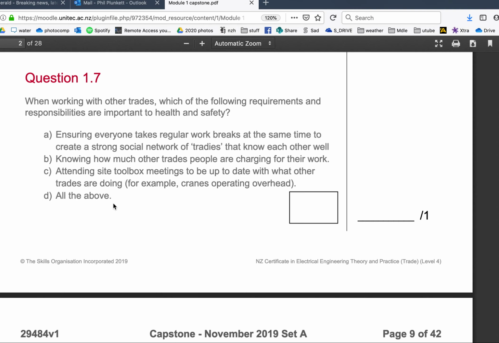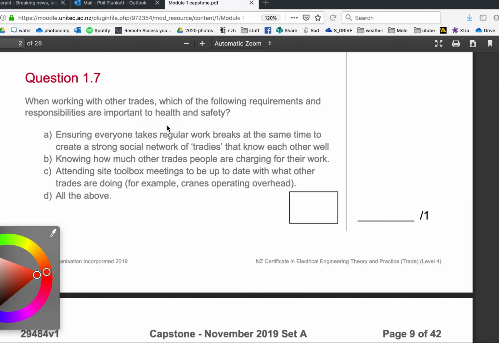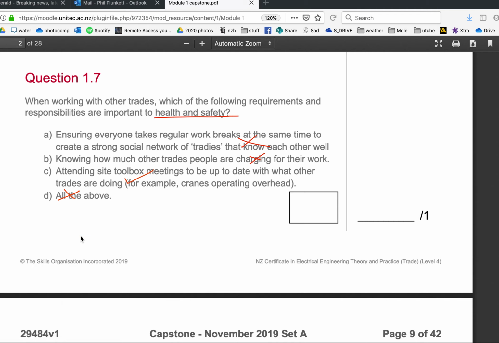When working with other trades, which of the following requirements and responsibilities are important to health and safety? This is all about health and safety, okay? So let's underline that, health and safety. Ensuring everyone takes regular work breaks at the same time, create a social network. That's nothing to do with health and safety. Knowing how much they are getting charged for their work? Yeah, nothing to do with health and safety. Attending site block meetings is, so that one there is not that one. So it's going to be C.